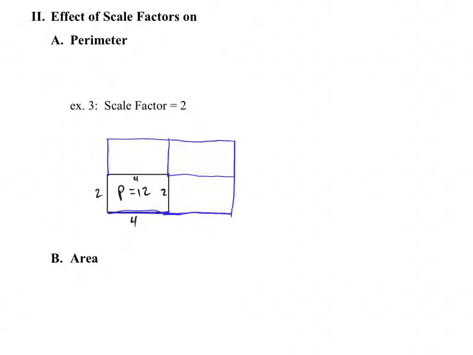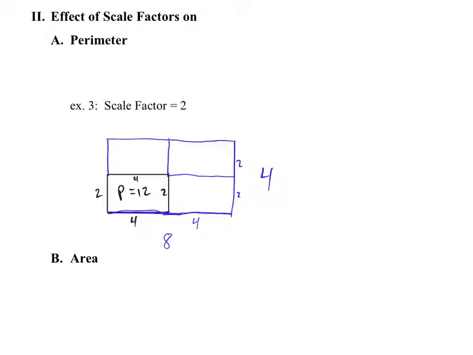Agreed? Now the perimeter of the new one, this longer length is going to be a 4 and a 4 for a total of 8. The height is going to be a 2 and a 2 for a total of 4. So the new perimeter is going to be 24, right? Because 8 plus 4 plus 8 plus 4.